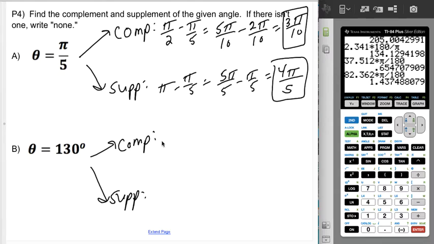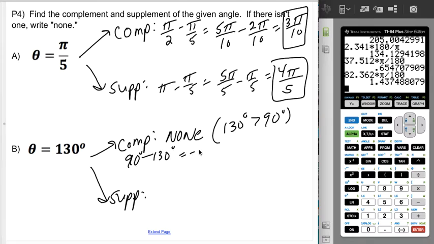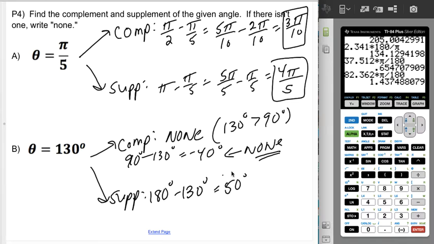There won't be a complementary angle because 130 degrees is bigger than 90 degrees. Now, if you hadn't seen that, if you had tried, you would have gotten 90 degrees minus 130 degrees, which is negative 40, and you would have realized, oh, hey, that means none. So if you didn't see it, that's fine. Supplementary would be 180 degrees minus the 130 degrees, which is 50 degrees. And again, most of us are probably a little bit better at the degree stuff.